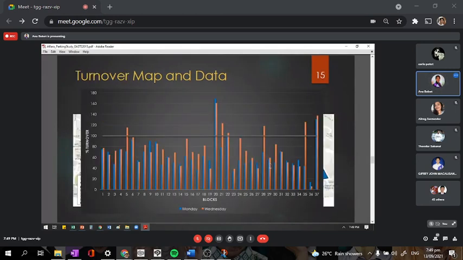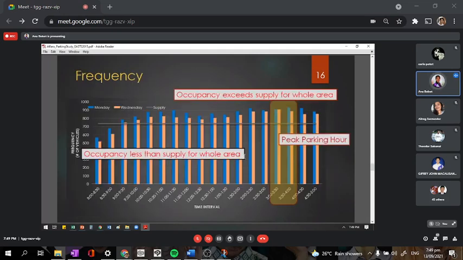Okay. So that's a turnover map, and then of course it shows the part where occupancy exceeds supply, and occupancy less supply for the whole area at certain peak times of the day. So let's say here they saw on average that the peak parking hour is 3 to 4 o'clock. Many park at that time in the Divisoria area. Okay.